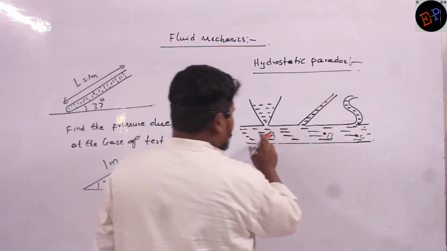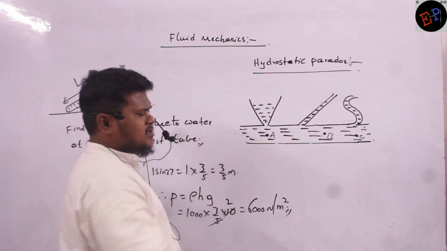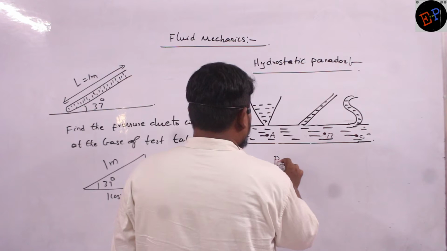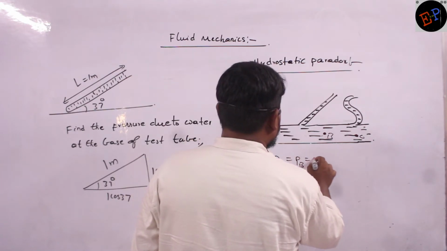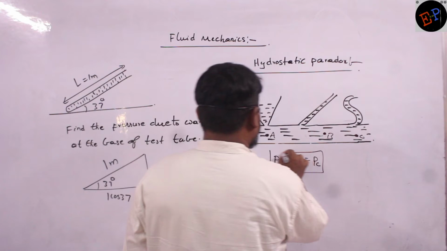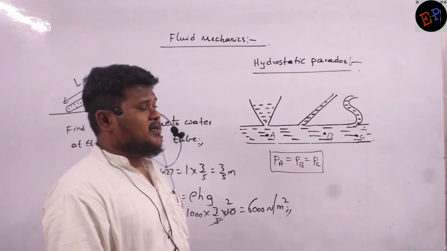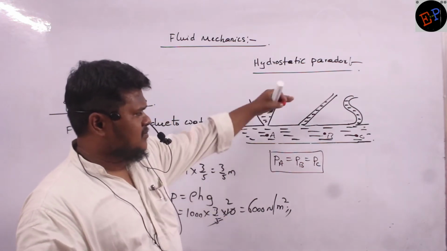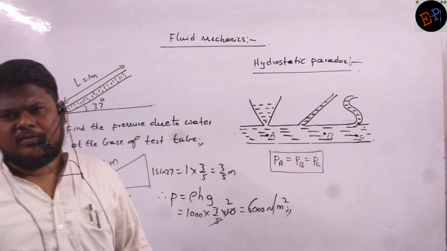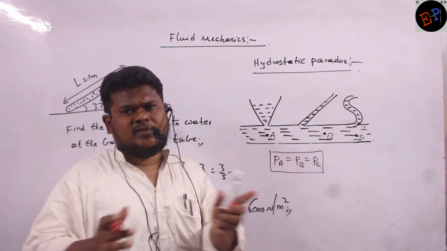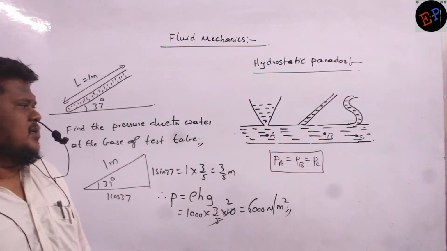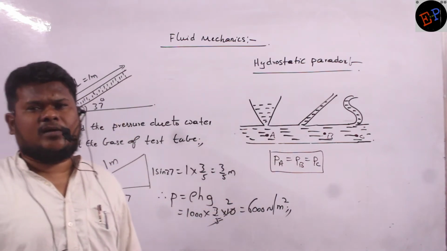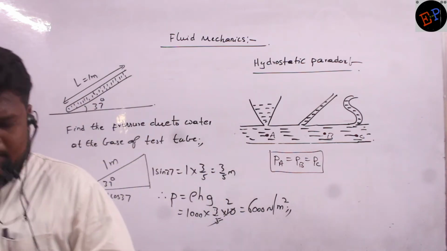Then all the 3 points are at the same height, so definitely pressures at the 3 points must also be equal according to Pascal's law. So pressure at point A is equal to pressure at point B is equal to pressure at point C. At all the 3 points, pressure remains the same. So if pressure remains the same, the height of the liquid column also must remain the same irrespective of the size and shape of the open tubes. So it appears like something weird. That is why it is called the hydrostatic paradox. Now it appears to be very weird. That is the reason.